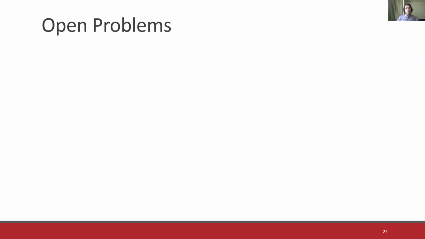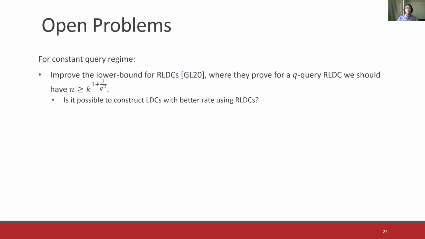So let's conclude this presentation by reviewing some open problems. In the constant query regime, one open problem is to improve the lower bound for RLDCs, where Gur and Lachish proved that for a Q-query RLDC, the block length should be greater than or equal to k to the power 1 plus 1 over q squared. So there is still a tiny gap between this construction and the best known lower bound.